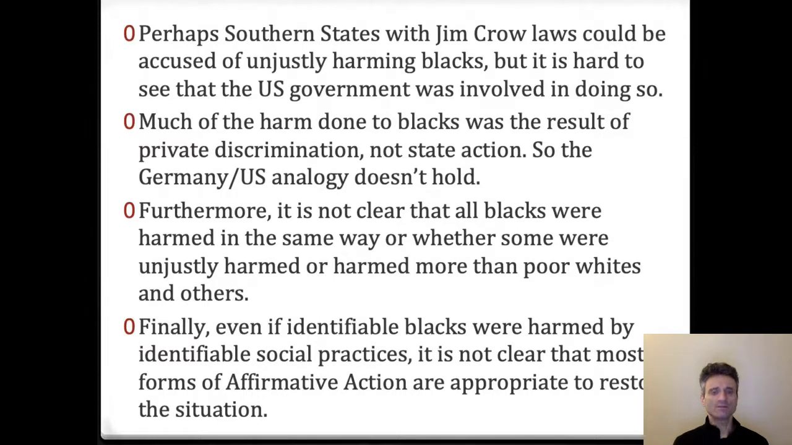Is that really the payment, reverse discrimination? It's not clear that that's the best way to do it. And by the way, a final point that I want to add, actually, that Poyman doesn't seem to mention, is the fact that it is also not clear that if in the past generations, they wronged black people, it's not clear why whites today have anything to do with that, and they have to pay the punishment.